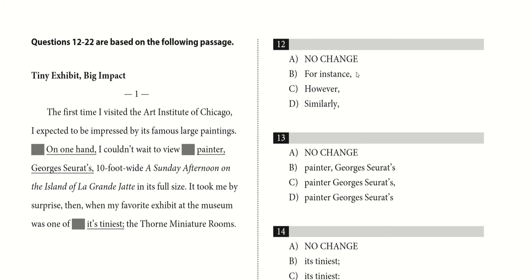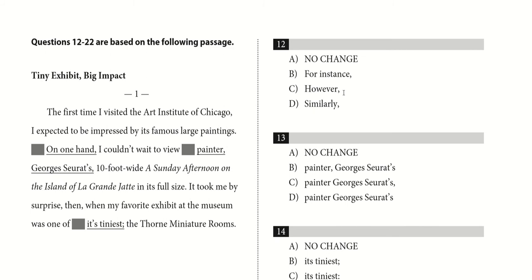What about B, for instance? That's looking pretty good, right? I expected to be impressed by its famous large paintings. For instance, like, as an example, right? I couldn't wait to view painter George Seurat's Sunday afternoon, blah, blah, blah. So, "for instance" is looking like a pretty good example because that's a good transition into this sort of specific example of why, quote, "I expected to be impressed," right? So B is looking good.